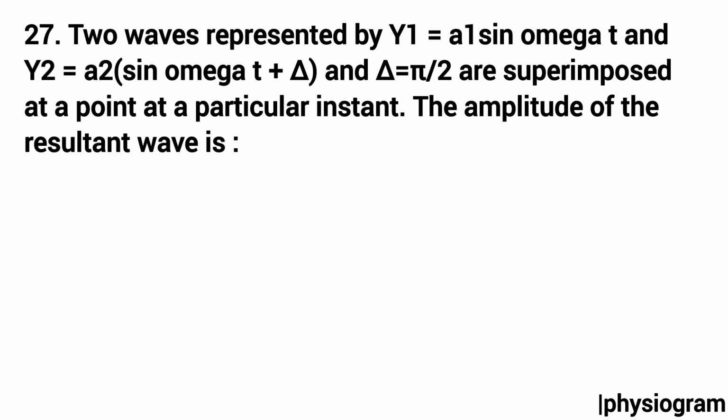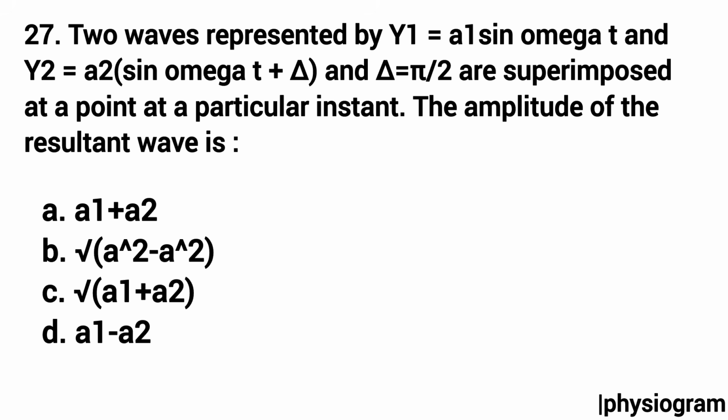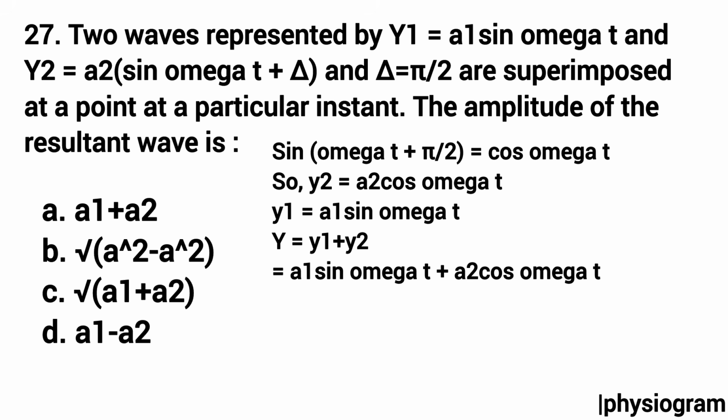Next, question number 37: two waves represented by y1 equals a1 sine omega t and y2 equals a2 sine omega t plus delta, and delta is equal to pi by 2, are superimposed at a point at a particular instant. The amplitude of the resultant wave is? So first use the trigonometric identity for y2, that is sine of omega t plus pi by 2 is equal to cos omega t. So y2 will be equal to a2 cos omega t and y1 was a1 sine omega t.